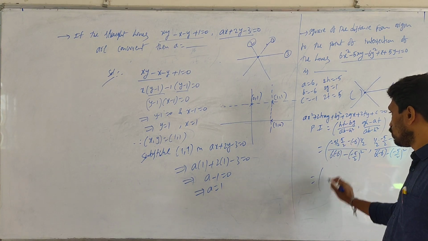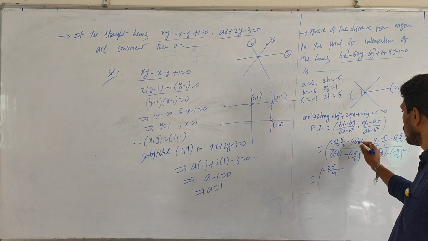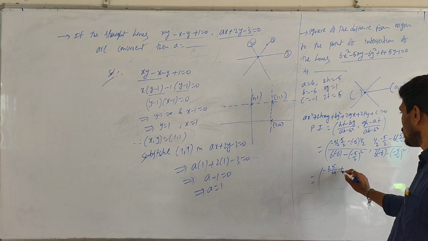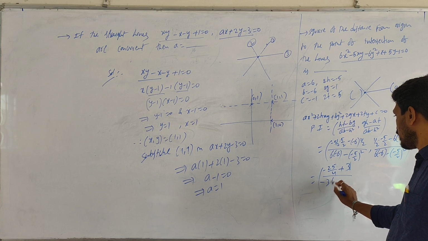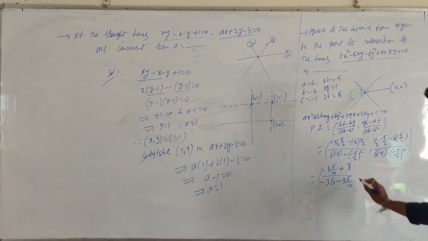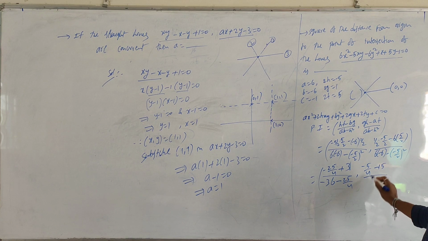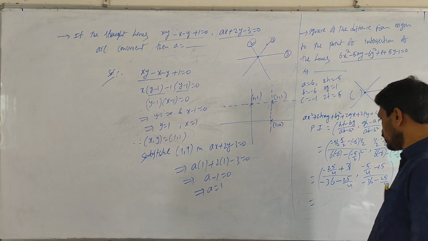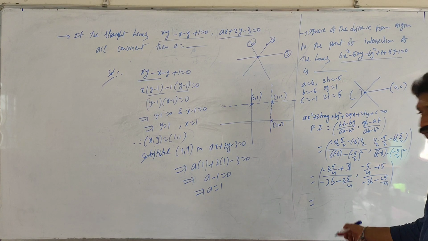So this becomes minus 25 by 4, minus into minus plus 6 by 2. 6 by 2 you can write as 3 directly. By minus 36 minus 5 by 2 whole square, 25 by 4. So 3 times 5 are 15 by minus 36 minus 25 by 4. So this gives 4 times 3 are 12, minus 25 plus 12, minus 13 by 4.